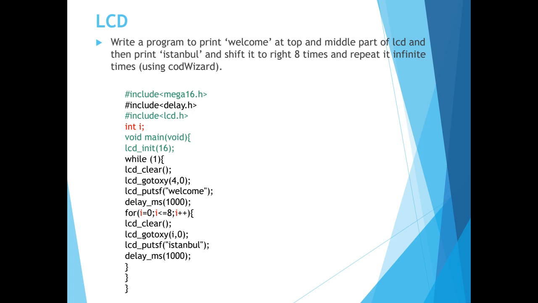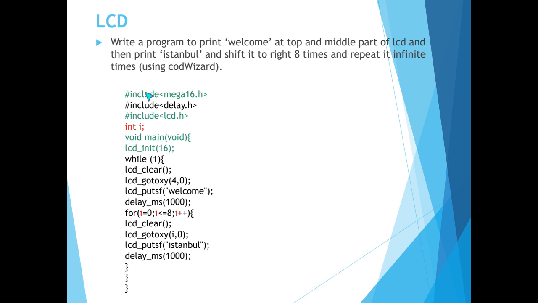So again, here it wants us to write a program to print welcome at the top and middle part of the LCD, and then print Istanbul and shift it to the right side 8 times and repeat it infinitely. It wants us to use the CodeWizard, so we will have somewhat the same procedure as the previous code. We should add a preprocessor or the library related to Atmega16. We need to add a library related to the LCD.